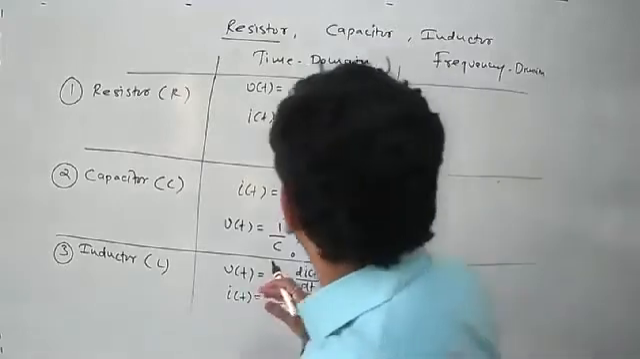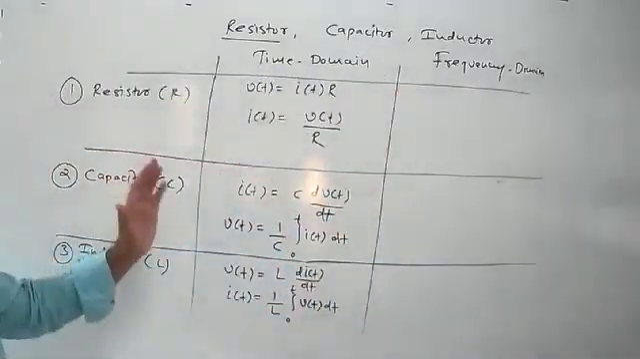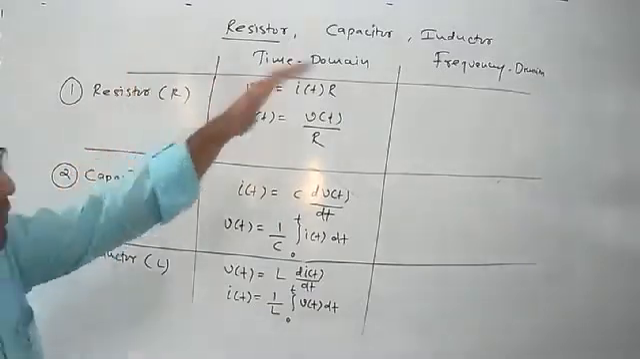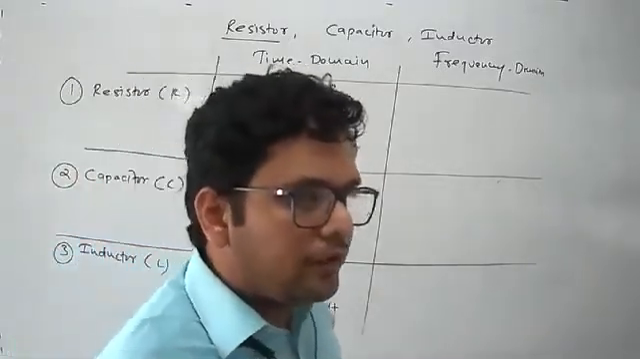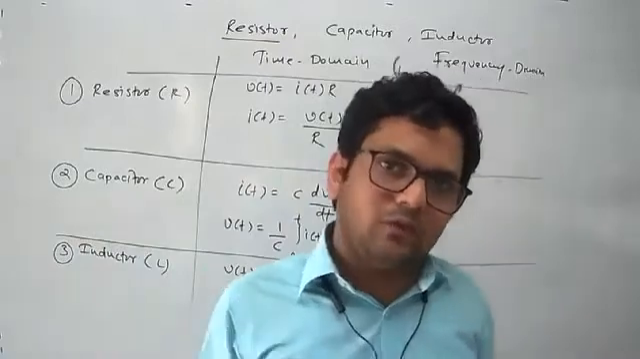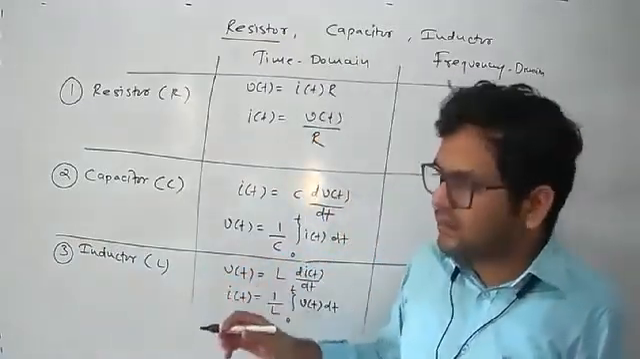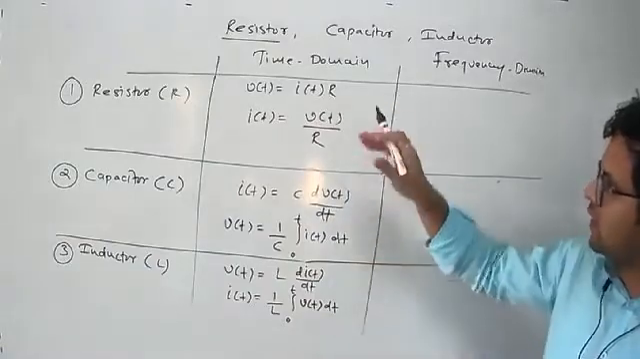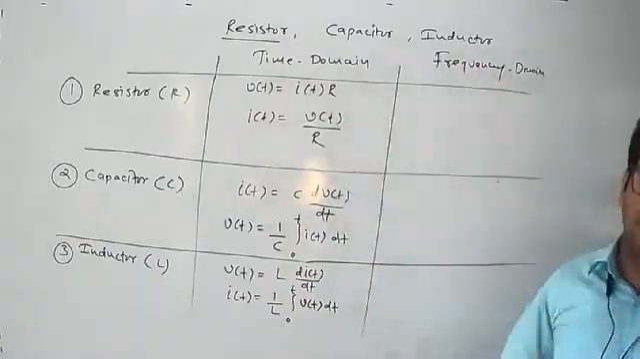Now suppose you are interested to represent the same relationship between voltage and current for resistor, inductor and capacitor in case of frequency domain, then what we need to do? We need to apply the concept of Laplace transform. So if you apply Laplace transform to each one of the equations, we can convert them from time domain to frequency domain.